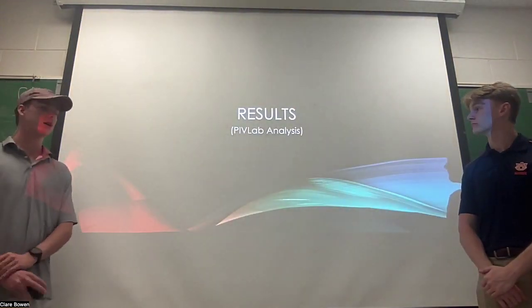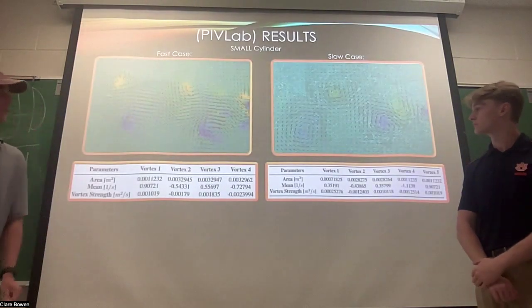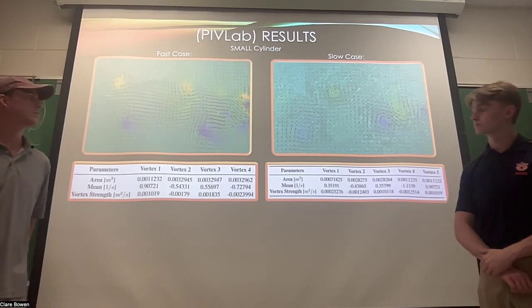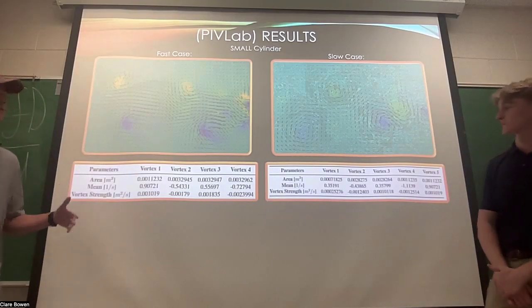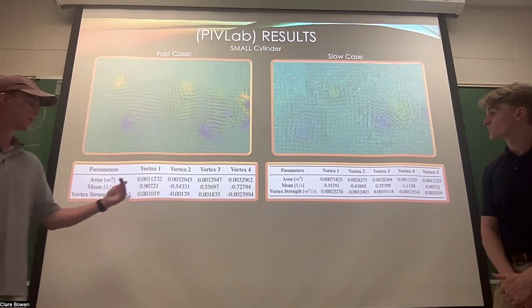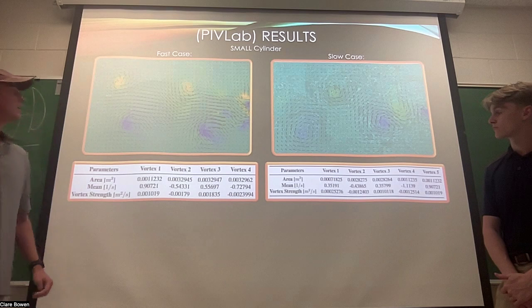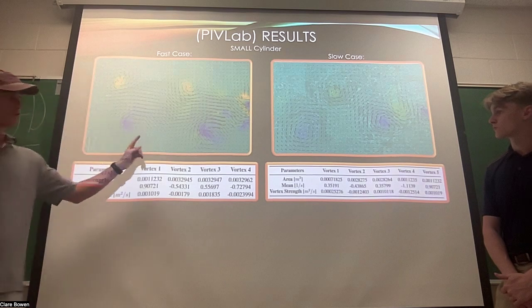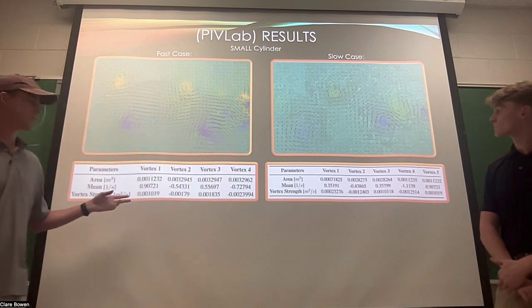And now for the results of the PIV lab analysis. So for the small cylinder case, here you have the fast case on the left and the slow case on the right, and the parameters of each below. For this fast case, there were 4 vortices that completely separated, so those are the ones that were included.